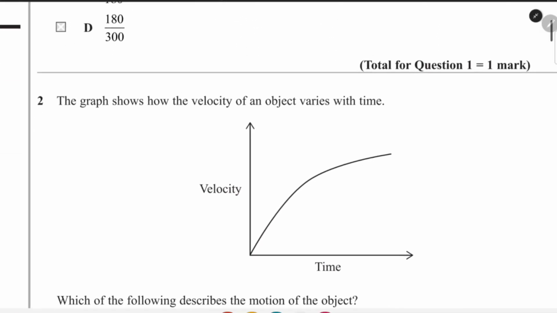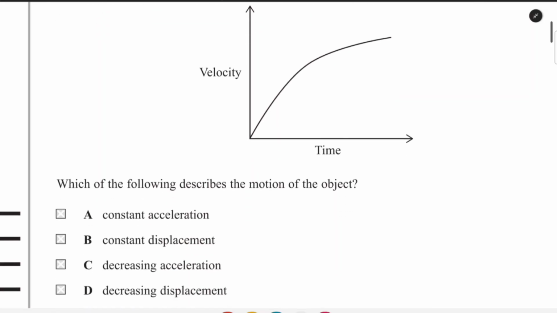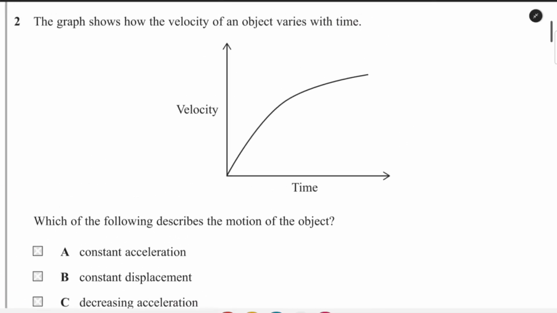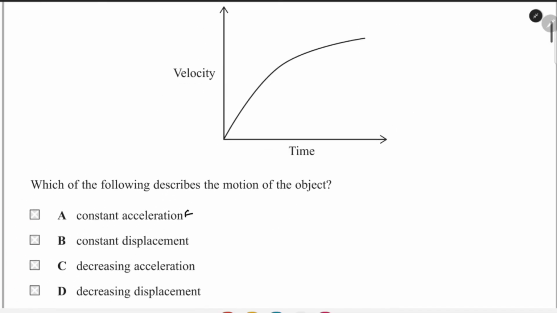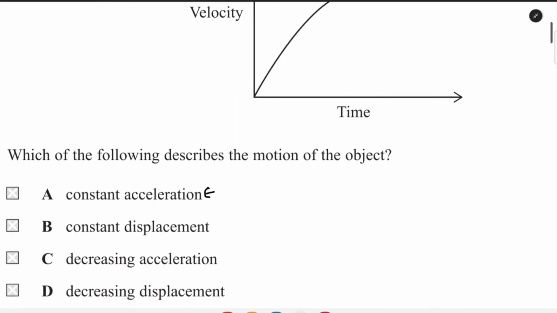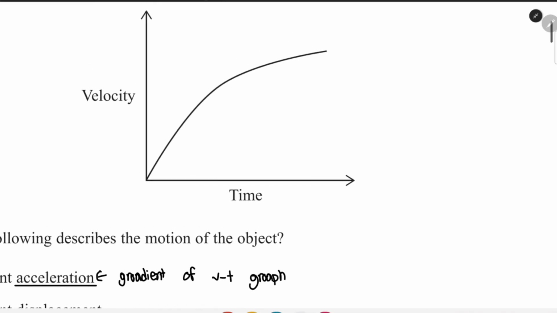Now for question 2, we are given a graph of an object with its velocity and time. We have to choose which of the following describes the motion of the object. Now the first option is constant acceleration. Acceleration is the gradient of the velocity time graph. So for it to be constant, the gradient of the velocity time graph needs to be the same throughout. So this would be the case, a straight line.